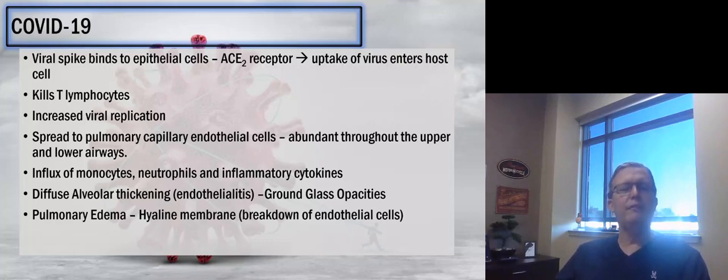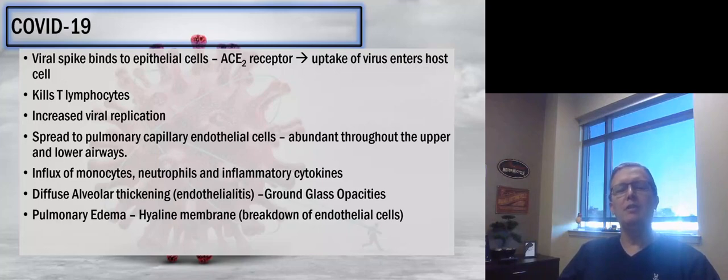So subsequently, the infection can spread to the pulmonary capillary endothelial cells, which are obviously abundant throughout the upper and lower airways. This then leads to an influx of monocytes, neutrophils, and inflammatory cytokines. We've touched on this a bit already, and those inflammatory processes then create multiple complications such as vasodilation, inflammation, cell death, and the list goes on, up to and including the manifestations and symptoms associated with sepsis.